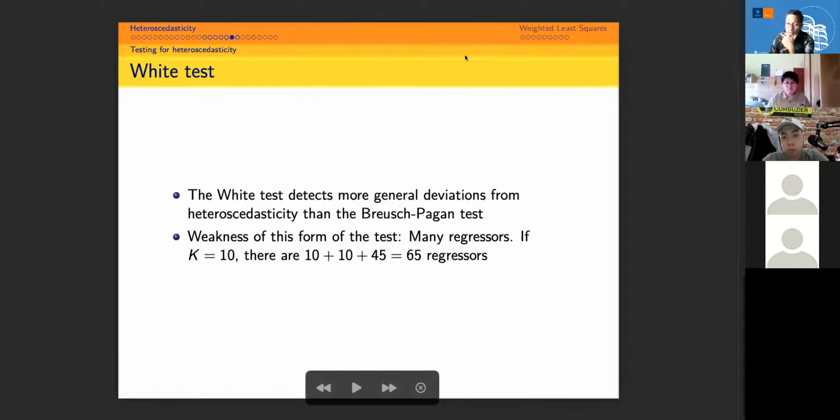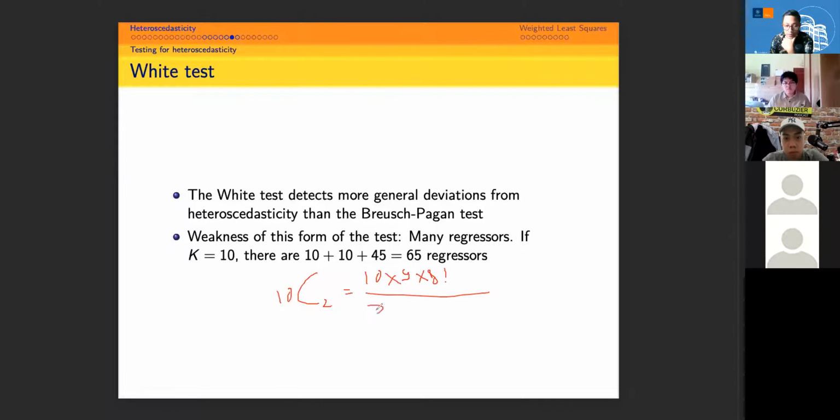Basically, it's going to be 10 combination 2. Okay, so 10 combination 2 is going to be 10 times 9 times 8 factorial, divided by 2 factorial and 8 factorial. Okay, so you can get rid of this. So basically you have 10 multiplied by 9 divided by 2, and so you have 45 interaction variables. So in total, if you have 10 variables, the total is 65 regressors, a lot of variables.